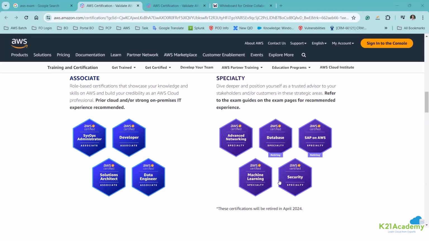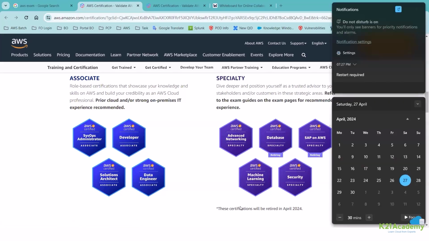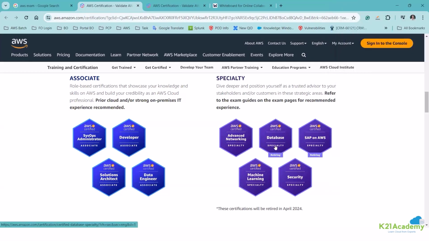Now here you can see there are still 2 certifications, Database Specialty and SAP on AWS. They are going to retire them in April 2024. There are only 3 days left. If you want to go for those specialty certifications, you have only 3 days now. After May, they may launch a new certification in specialty, and they are going to retire these 2.